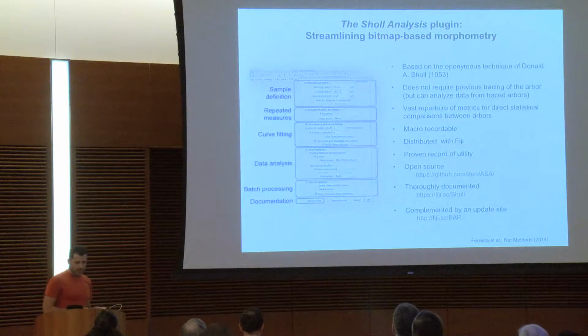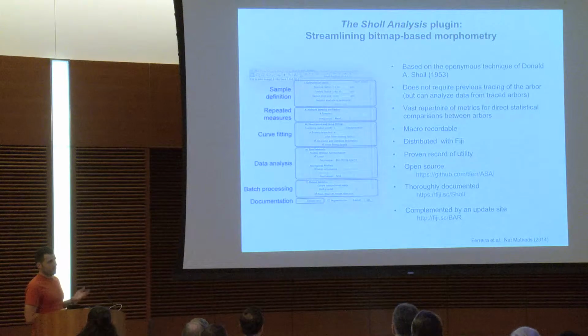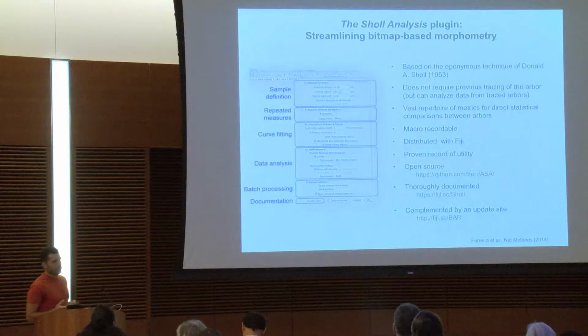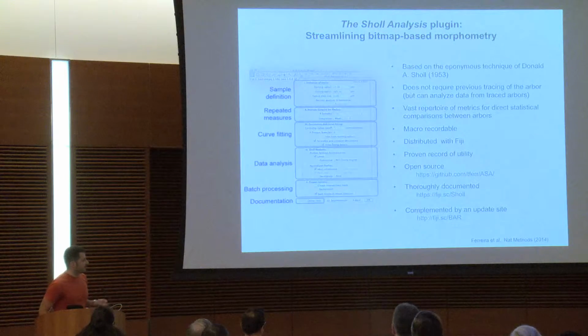So what I wanted to show you today is the Sholl Analysis plugin, which is based on a technique that I've shown before by Donald Sholl. It does not require previous tracing of the arbor, although it can be used. It can also incorporate data from previously traced cells. And again, it offers you a vast repertoire of metrics for direct statistical comparisons between arbors, which was, I think, missing from the technique. And it's fully integrated in ImageJ, distributed in Fiji. So if you are using Fiji, you already have it in the Analysis menu. And while in development, it has already been cited by several publications, and it's open source.